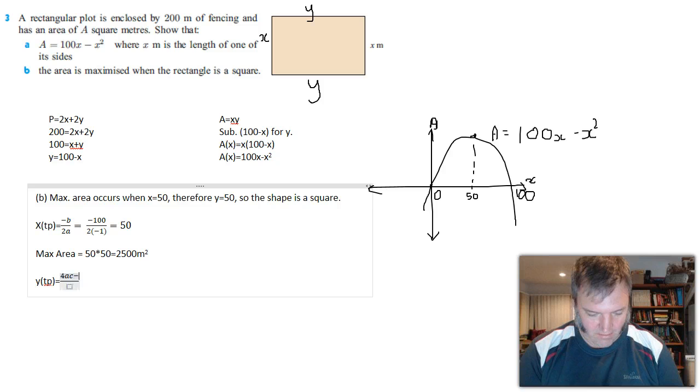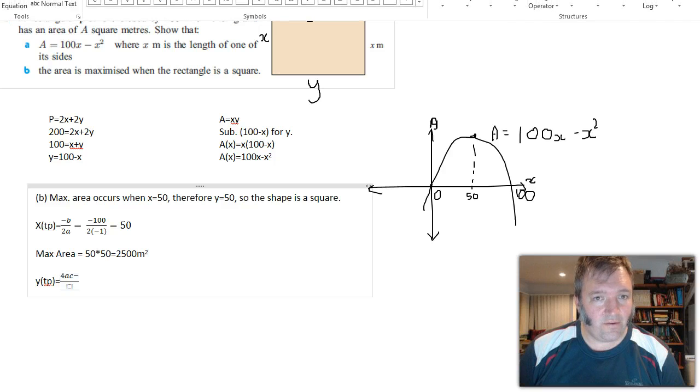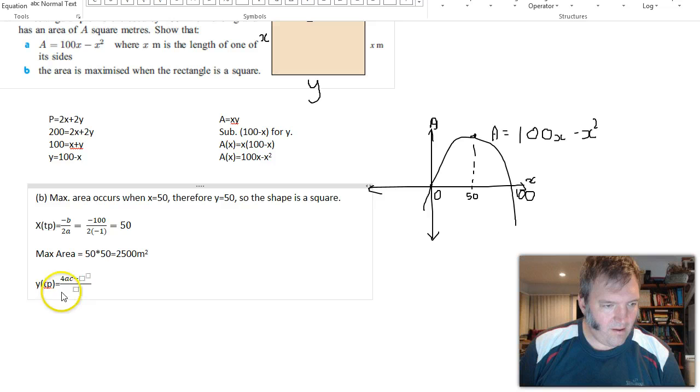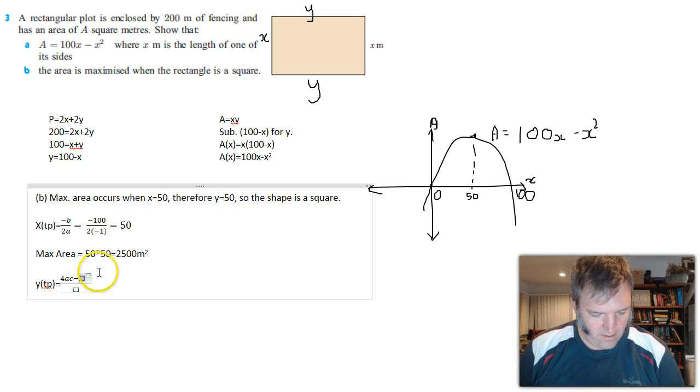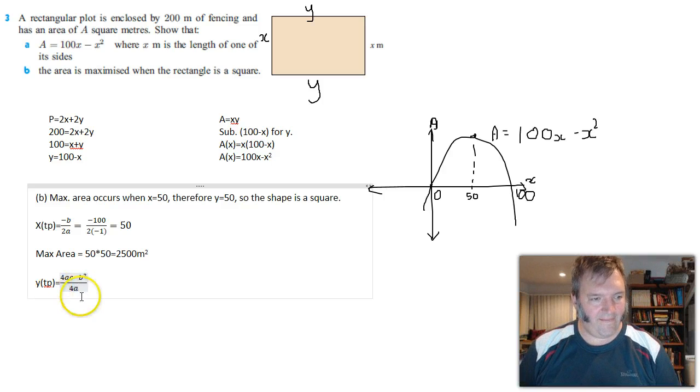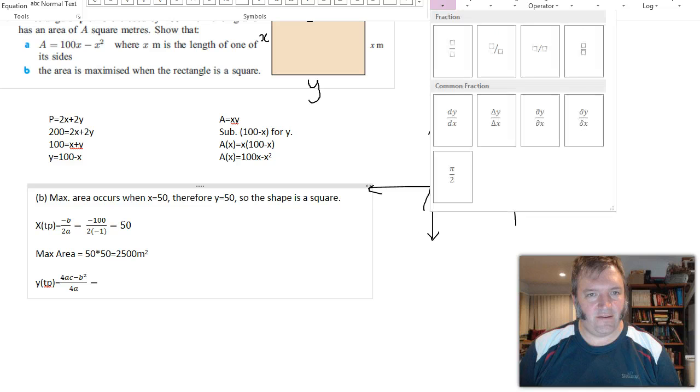So 4ac minus b squared. Didn't quite do it. Oh, I see, it made all of it. When I'm in the equation tools, I have to do it this way. 4ac minus b squared divided by 4a. And if we calculate that, we should also get 2,500. So let's see if that is the case.